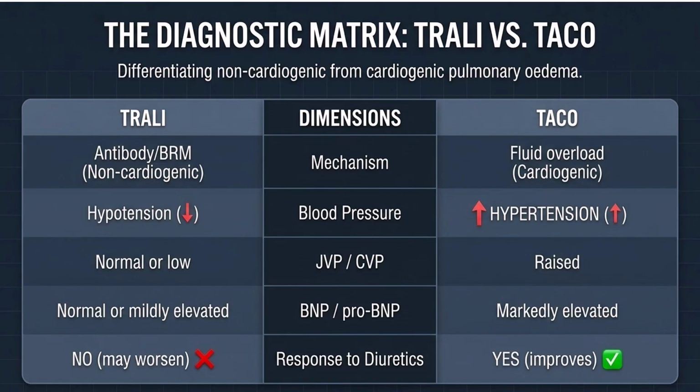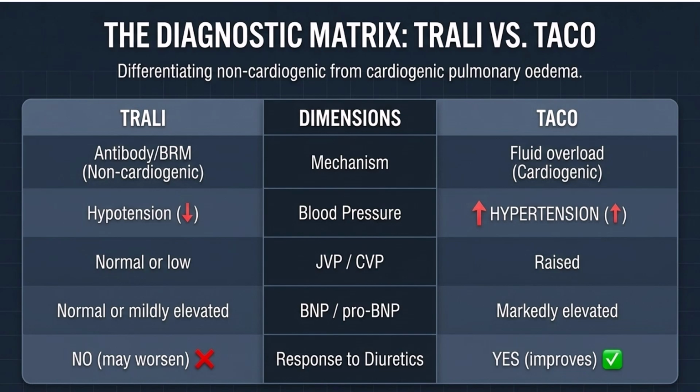This is a comparison slide of TRALI and TACO. So, mechanism. In TRALI, there is an antibody immune-mediated capillary leak which causes non-cardiogenic edema, so low JVP, low BP. Whereas in TACO, there is volume overload, hydrostatic pressure overwhelms, causing cardiogenic edema, and there will be high JVP and high BP. Blood pressure is the most clinically useful bedside differentiator.